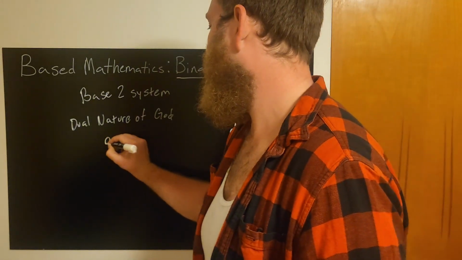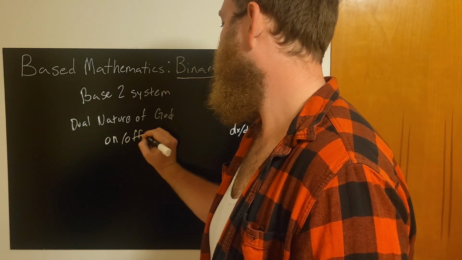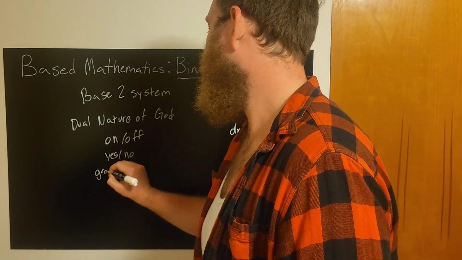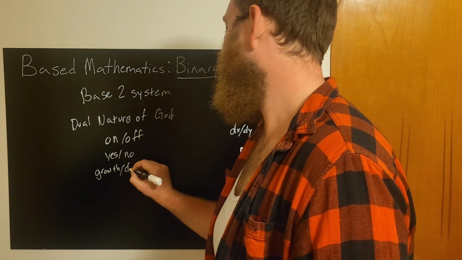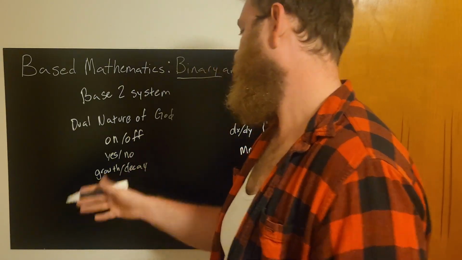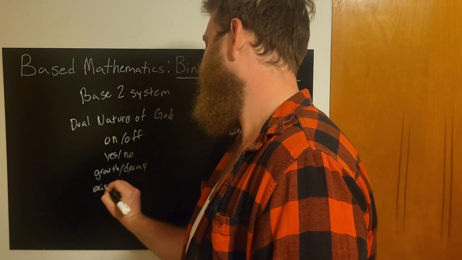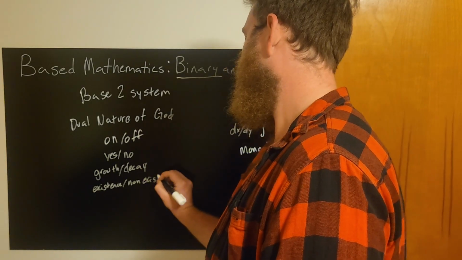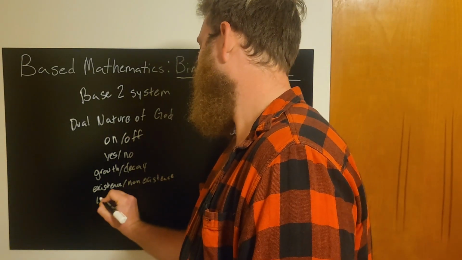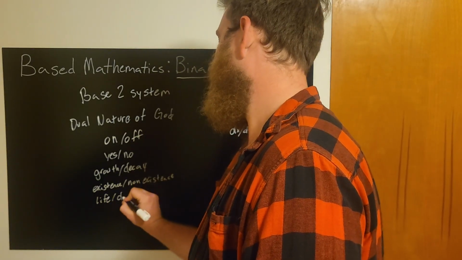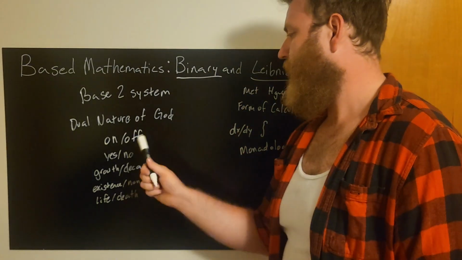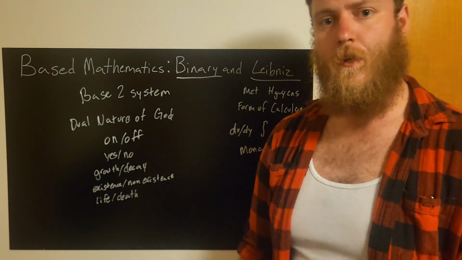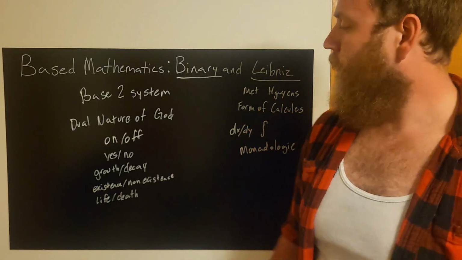What does that mean? So you have on, off, yes, no, growth, decay, existence, non-existence, life, and death. See, he views things as there's no in between, really. You either have or you have not. You do or you don't. You can or you cannot. You know, those two things.